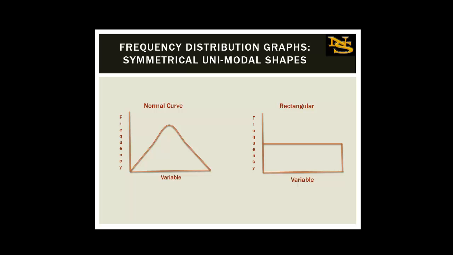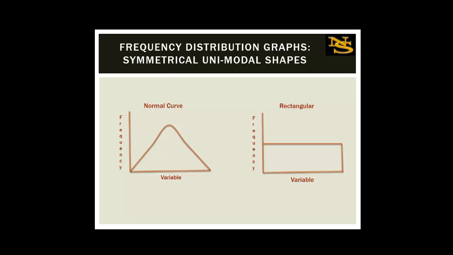Now, the rectangular distribution is just a distribution where every single value occurs at the same frequency. A kind of silly example would be if I measured the number of eyes among everybody in our class. Everybody has 2 eyes, I'm assuming, so we wouldn't have any variation in our data, and we would have a rectangular variable.